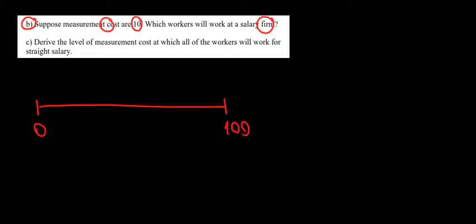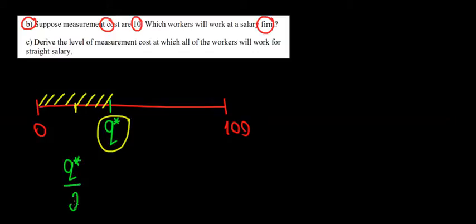So there's going to be a level of productivity that makes the worker indifferent, and that level is going to be somewhere on this distribution between 0 and 100. So we're looking for that output, for that Q level that makes the worker indifferent. Now, when would the worker be indifferent? He would be indifferent if the fixed salary, which would be the average productivity on this range. What is the average productivity on this range? Well, that would be the midpoint, the middle value, and that is the quantity produced divided by 2.